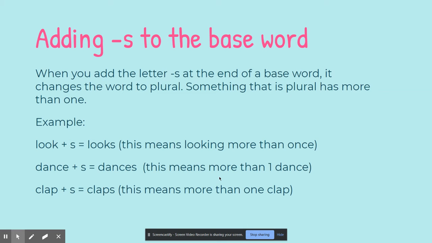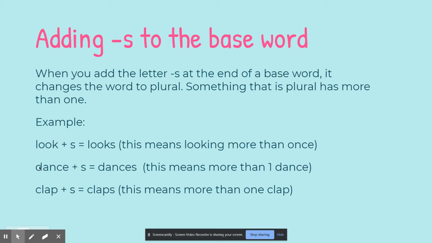Now, here's the thing, adding S to the base word. So when you add the letter S at the end of a base word, it changes the word to plural. Remember, something that is plural has more than one. For example, I have the base word look, right? We know what that means. Now, if I add the letter S at the end of the base word, it's going to look like this. This is the new word, looks. And this means looking more than once. Looks. Remember, when you add S, you're making the word plural.